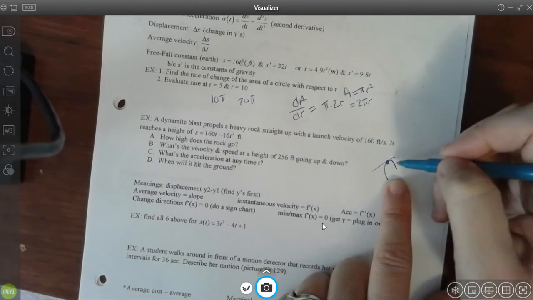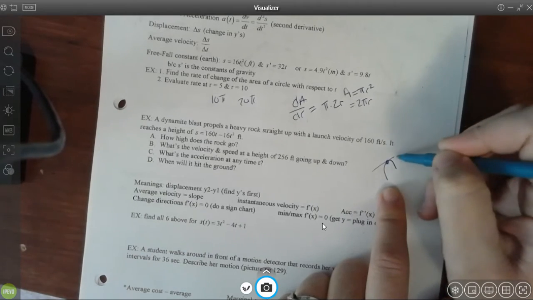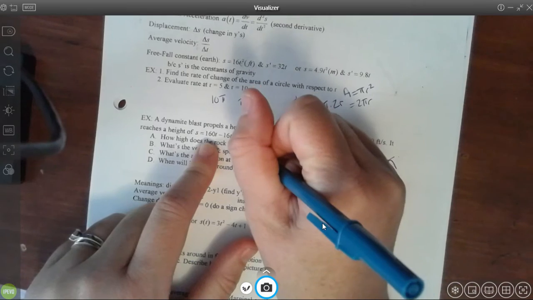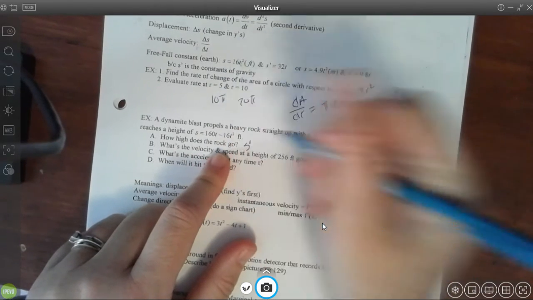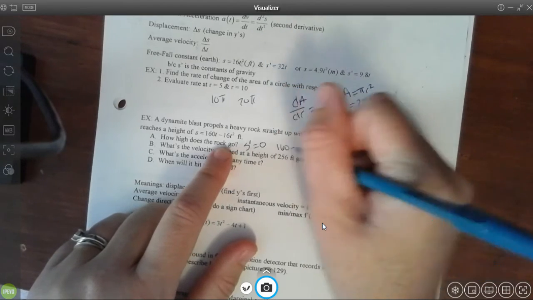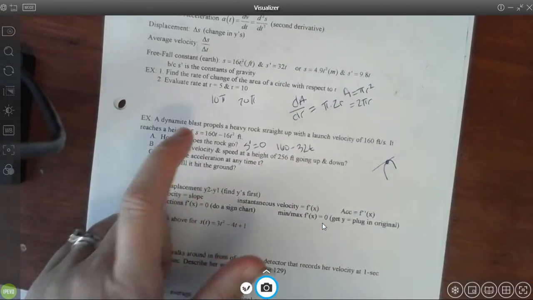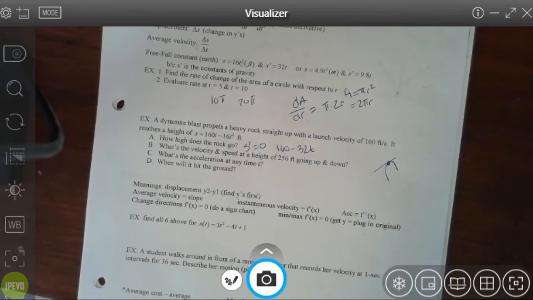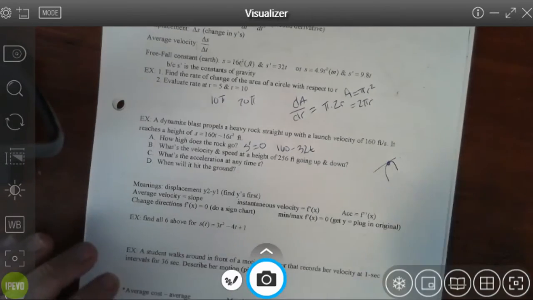So really, to find the maximum of a graph, you find out where its velocity is 0. So you just take the derivative of this and set it equal to 0. So the derivative equal to 0 is going to be 160 minus 32t. I don't have a calculator on me, so let me get Desmos real quick. So we're going to do 160 divided by 32, so we get 5. So t equals 5 here.